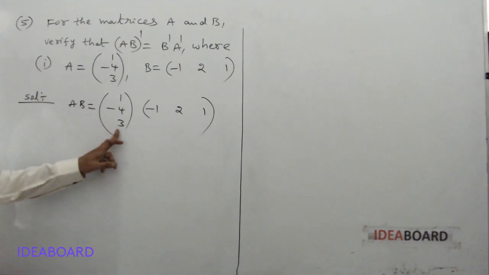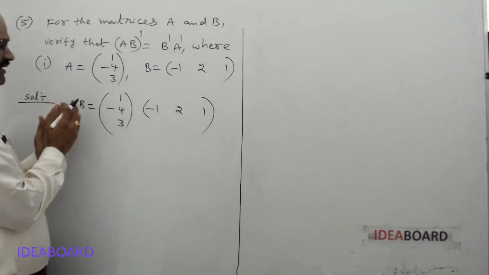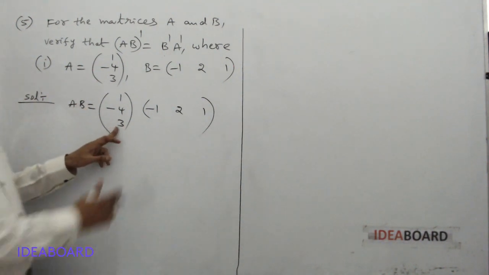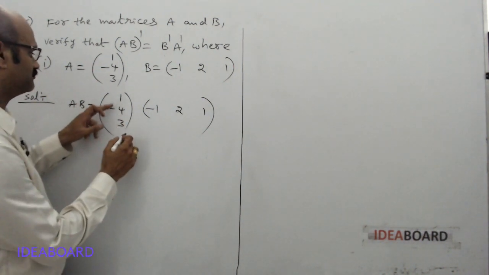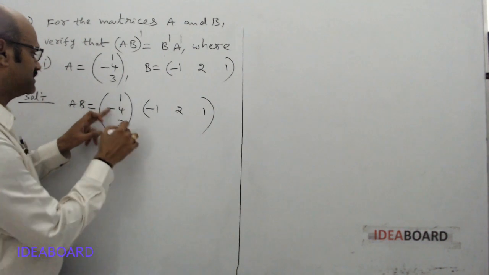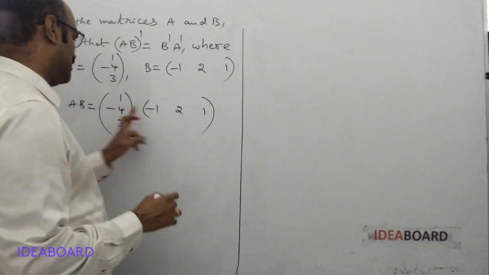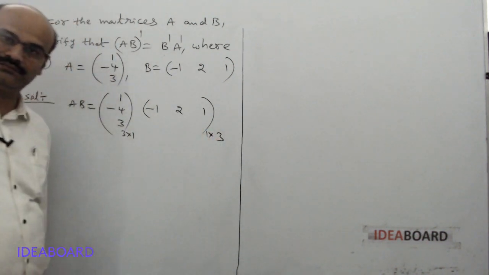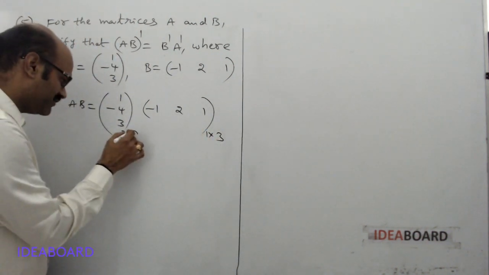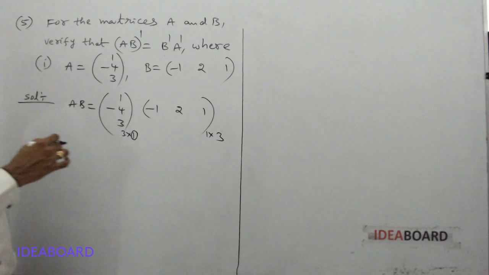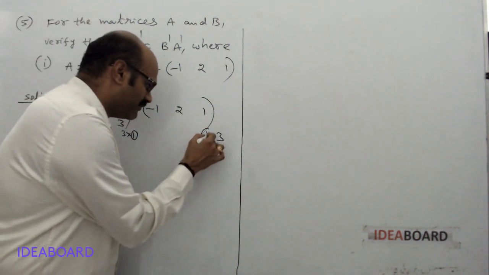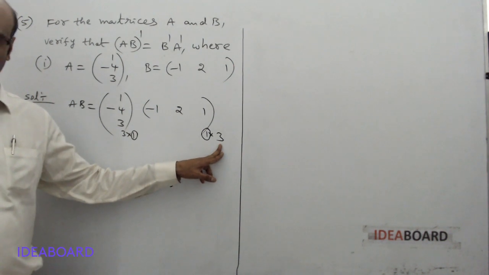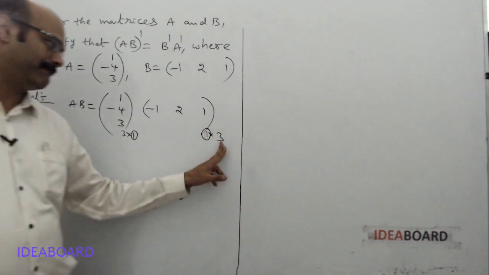Here, first let us verify whether we can multiply A and B or not. The order of A equal to 3 cross 1. The order of B equal to 1 cross 3. The number of columns in the first matrix is equal to the number of rows in the second matrix. After multiplying these two matrices, we get a matrix of order 3 by 3.